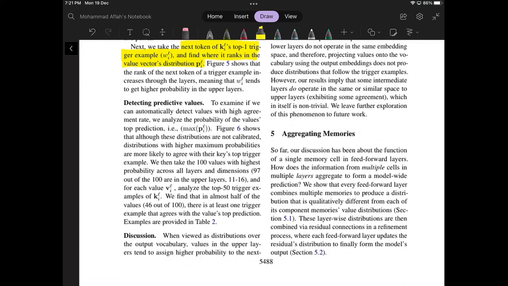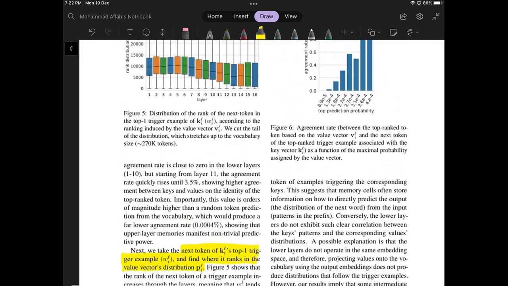Detecting predictive values. To examine if we can automatically detect values with high agreement rate, we analyze the probability of the value's top prediction. Figure 6 shows that although these distributions are not calibrated, distributions with higher maximum probabilities are more likely to agree with the key's top trigger example. We then take the 100 values with highest probability across all layers and dimensions. Of course, most of them would be in the upper layers. And for each value, analyze the top 50 trigger examples. We find that in almost half of the values, there's at least one trigger example that agrees with the value's top prediction. So these examples are there in table 2.